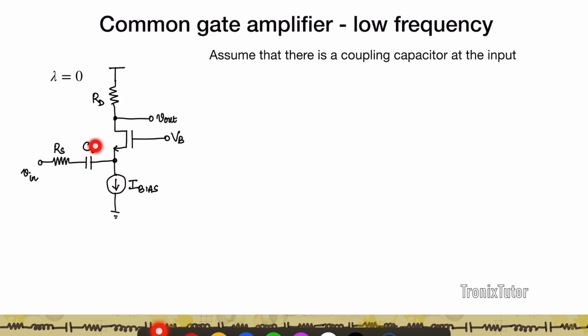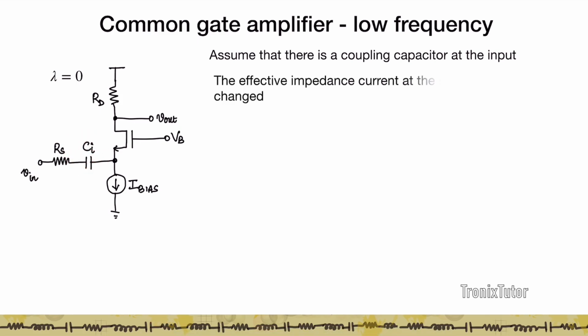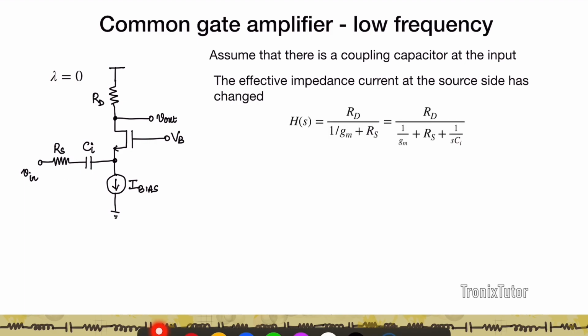So if I have a coupling capacitor at the input, what happens to the amplifier? What's going to happen is that the effective impedance at the input of the amplifier has changed, because instead of RS, I now have RS and Ci in series. So if I talk about the transfer function, all I have to do is, instead of using RD by 1 by Gm plus RS, this RS I'm going to represent by its impedance, which is actually RS plus 1 by sCi. This is the net impedance I've applied at the input.